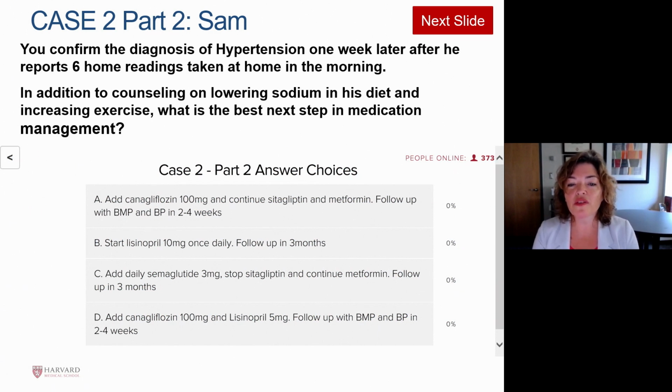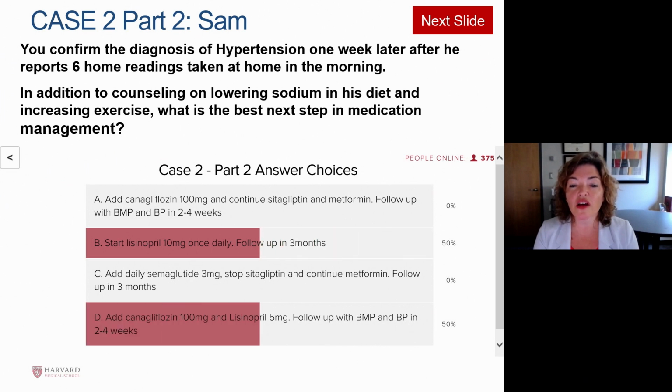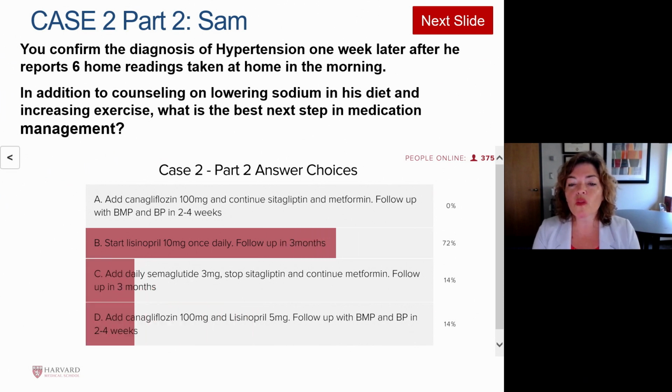This young guy with an A1C over 8. So you confirm the diagnosis of hypertension with home readings. He was already diagnosed, but we know that he's poorly controlled. In addition to counseling on lowering sodium, what is the best next step in medication management? And that's right, he's not on an antihypertensive right now.